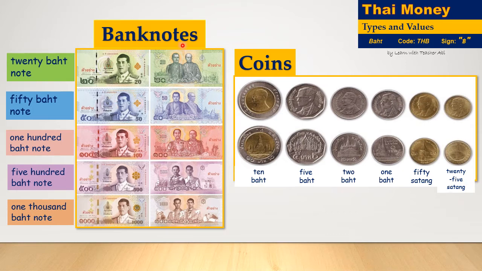For Thai money, we have five kinds of banknotes. Let's read: 20 baht note. You can see 20 on the back and front. 50 baht note. You can see 50 at the front and back. This is the front of the note and the back. Let's read it together.